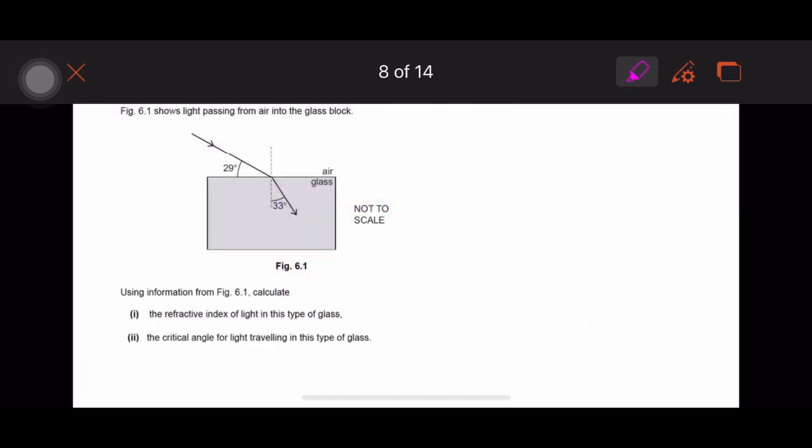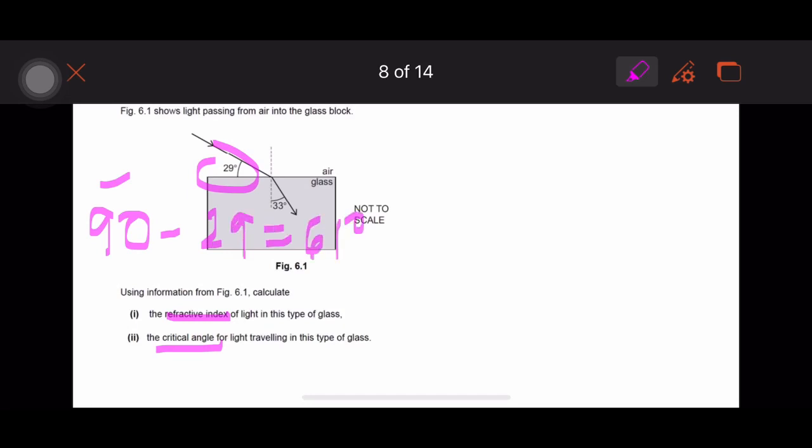Next problem, figure 6.1 shows light passing from air into the glass block. So this is the figure. Using information from figure 6.1, calculate the refractive index of light in this type of glass and the critical angle. So now a less careful student will immediately use 29 degrees as the angle of incidence. Please do not make that mistake. You have to calculate first the angle of incidence, 90 minus 29 degrees, so you'll get 61 degrees as your angle of incidence. Please be careful with your figures also.